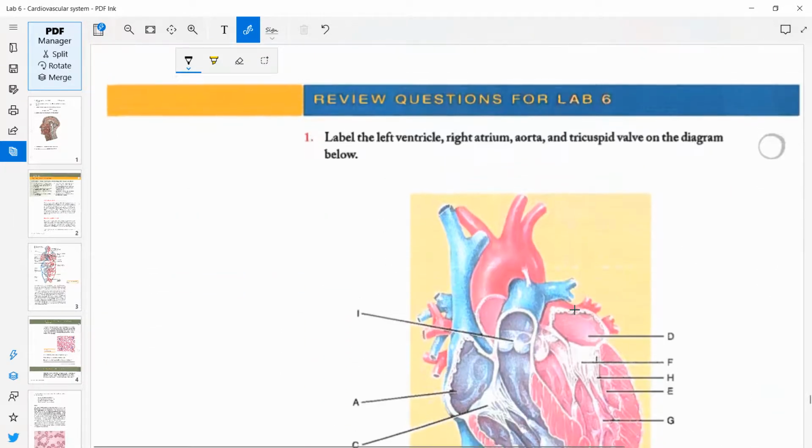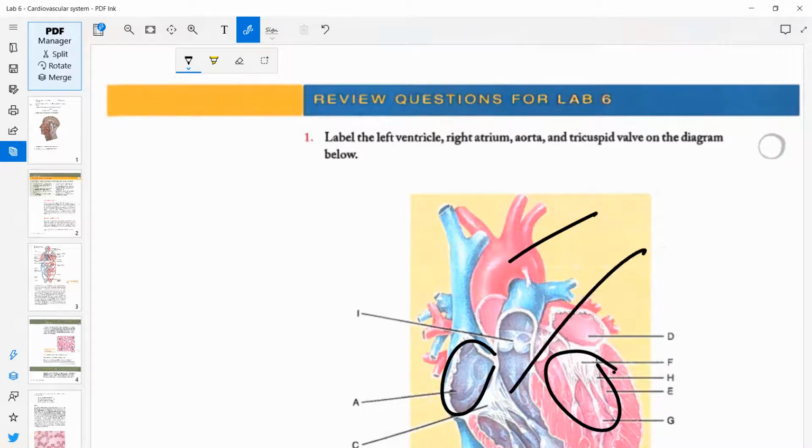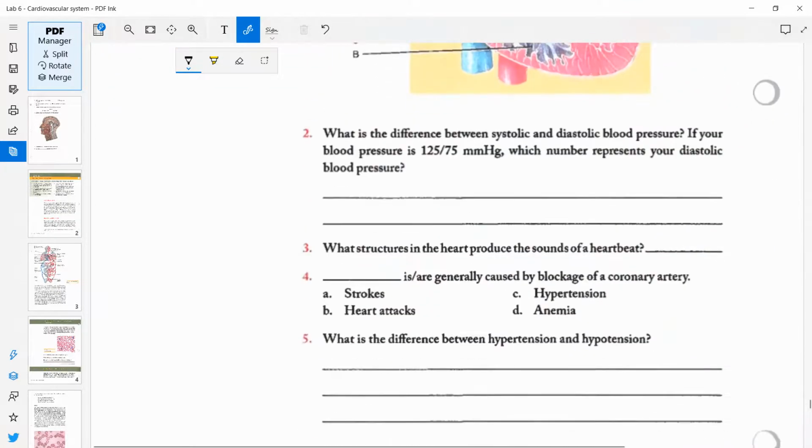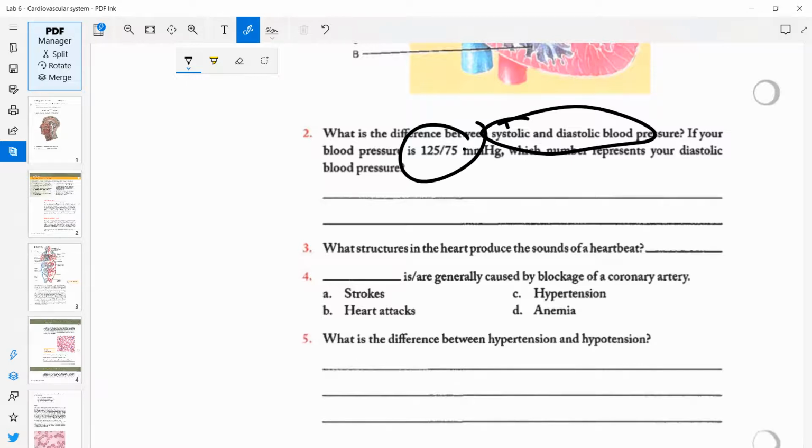So labeling: left ventricle, right atrium, aorta, tricuspid valve. So aorta, tricuspid valve, left ventricle, right atrium. So systolic, diastolic pressure. Systolic pressure is the pressure during cardiac contraction, diastolic during relaxation. In 125/75, systolic is 125, diastolic is 75.